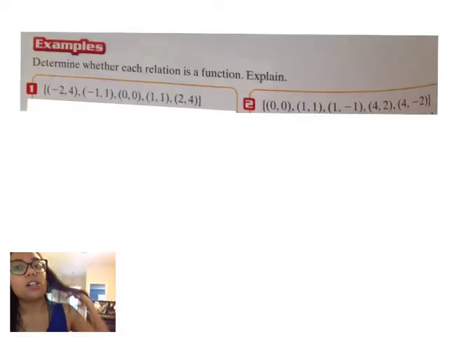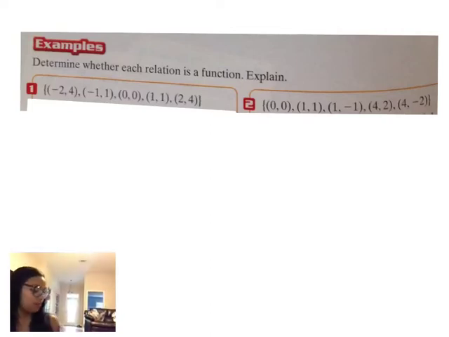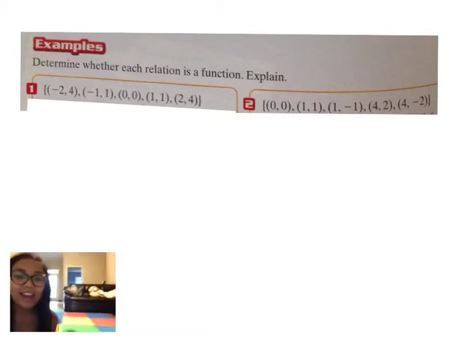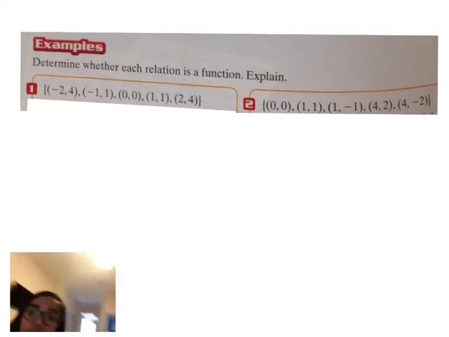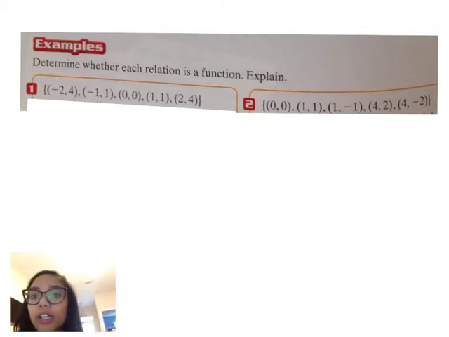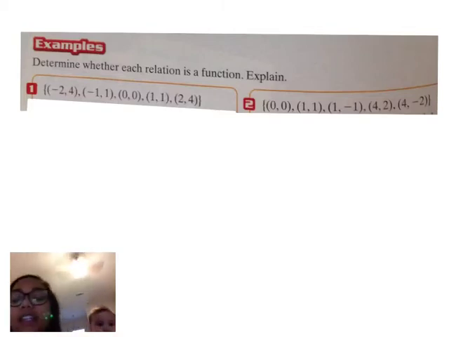Okay, so it says, determine whether each relation is a function and explain. Well, I just told you right before you saw my cute little baby crawling around that a function is, you can't have the same x coordinates repeating. So I want you to look at number 1 and number 2. Determine whether each relation is a function and explain. Well, number 1 has coordinates. For a function to be a function, that means that the x coordinates do not repeat. So I only need to look at the x values.